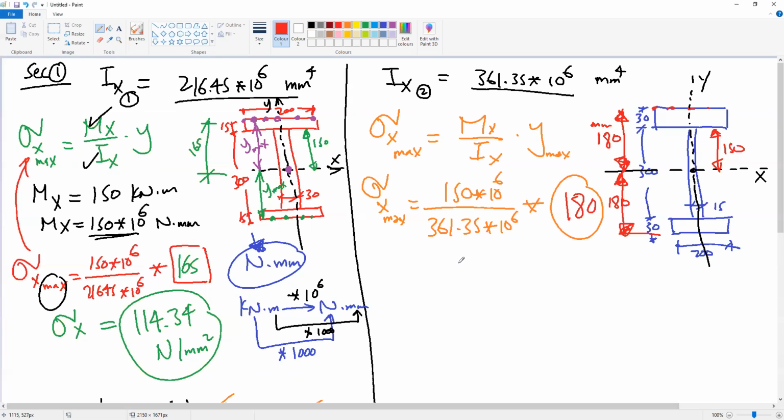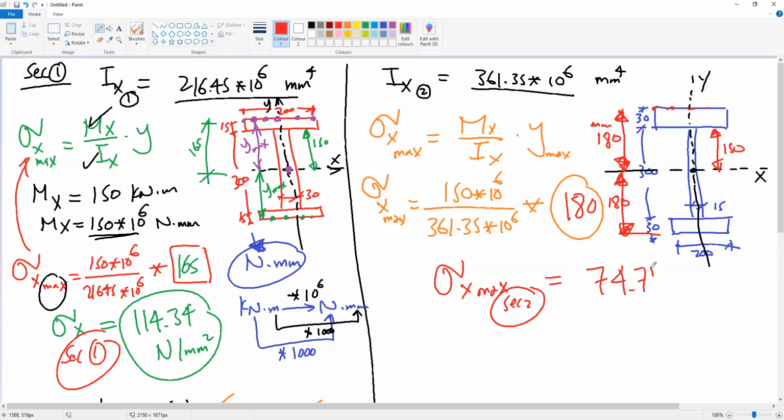If we do this calculation, sigma x max for section 2 will be 150 times 180 divided by 361.35 E6, which is 74.71 times 10 to the power 6. What is the unit of stress? Newton per millimeter square. This is the stress.